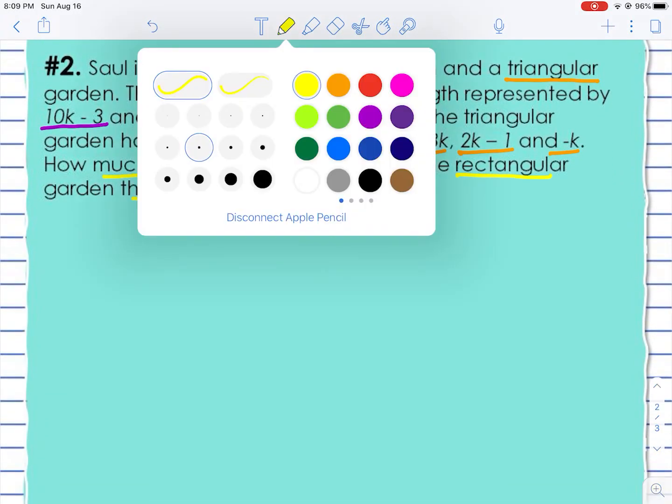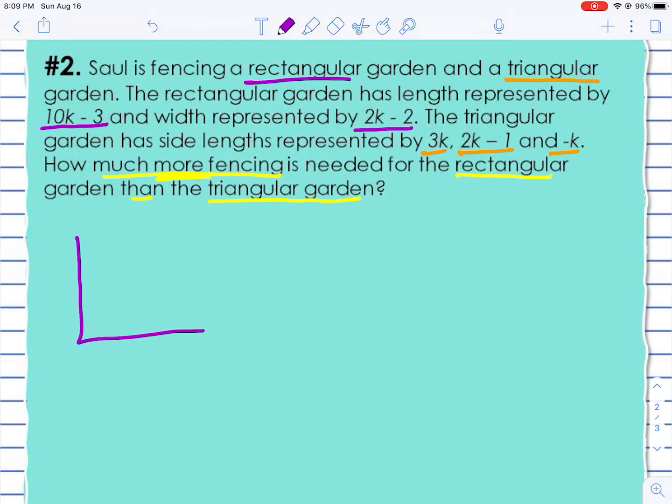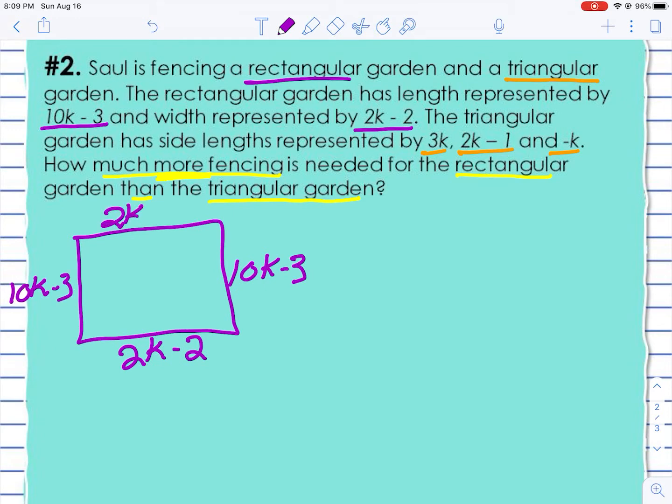So let's draw our wonderful little shapes. So I have a rectangular garden. Okay. And I'm going to go ahead and label my sides. I know I have a 2k minus 2 and I have a 10k minus 3. So I'm going to label all my sides. Because if you don't label all 4 of your sides, you tend to forget to add up all of them on rectangles. Triangles, not so much. Rectangles, yes, you do. Triangles, we have to label all of our sides because it has 3 different sides.